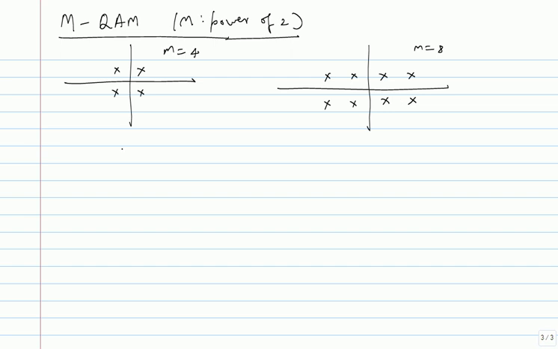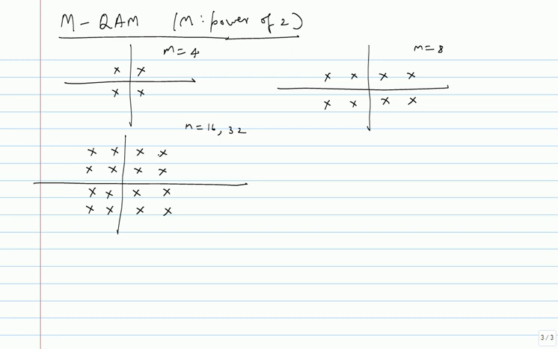So 16 is once again easy. I'll do 32 also on top of 16. I'll do 16 first and then show you how to do 32. It's quite easy. Just pick points around the 16 QAM constellation till you get 32. This is 16. I'll draw a dotted line here to show that this is 16.